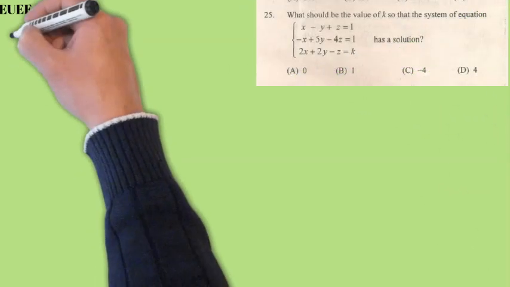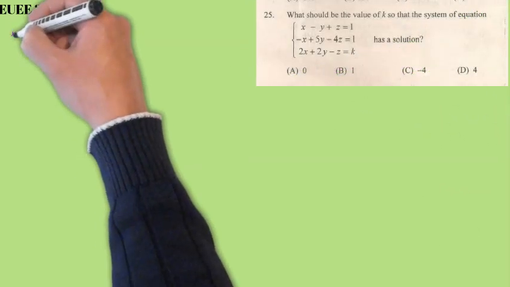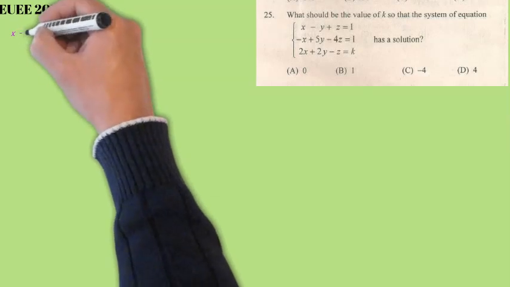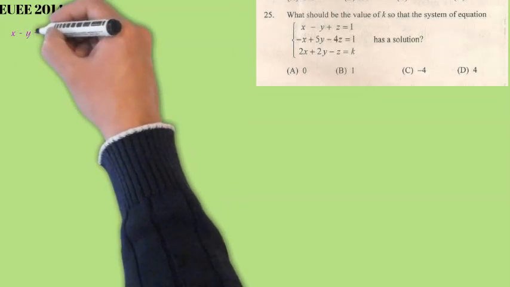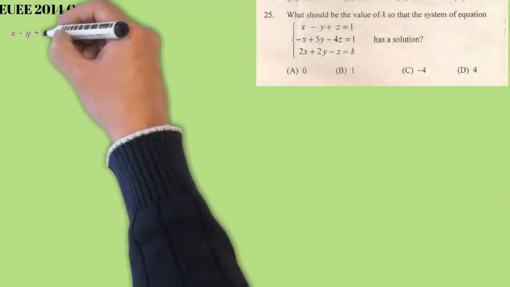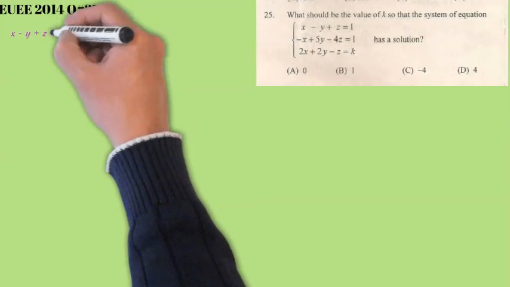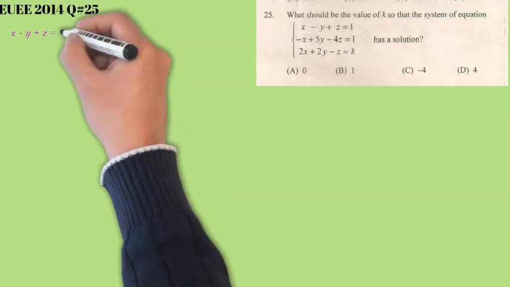Okay, now let's do another one. Question number 25. This is a linear equation with three variables. So first, let's rewrite the first equation: x minus y plus z is equal to 1.